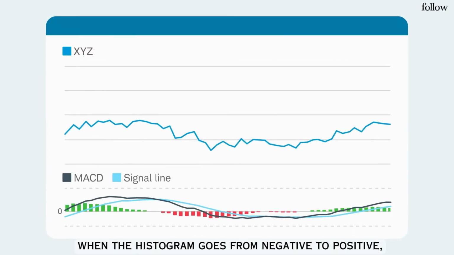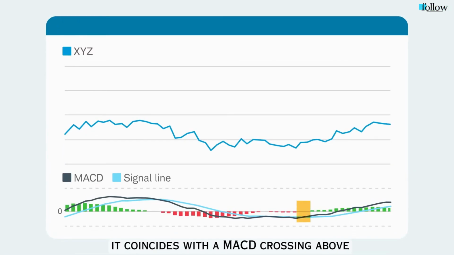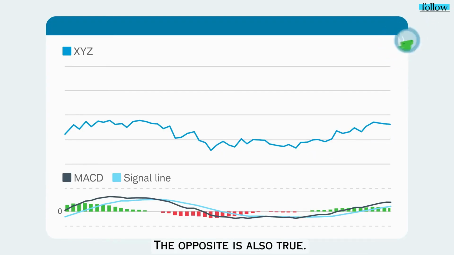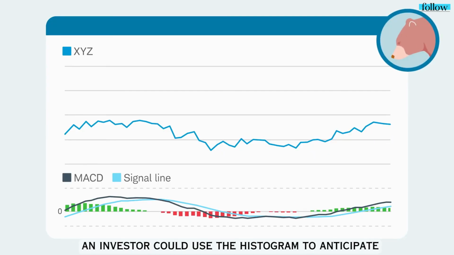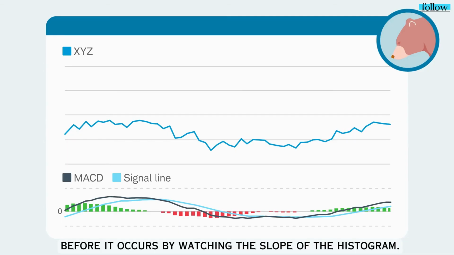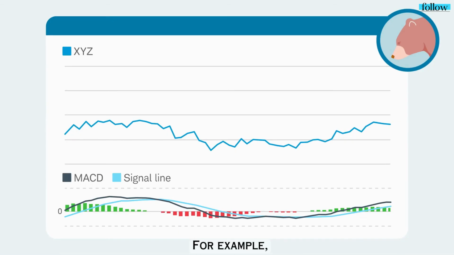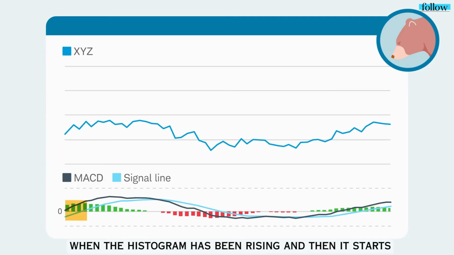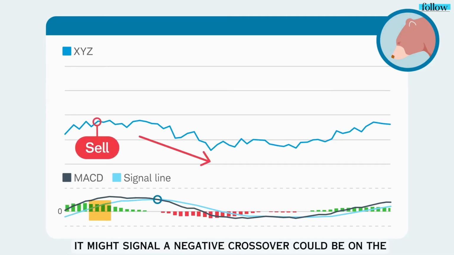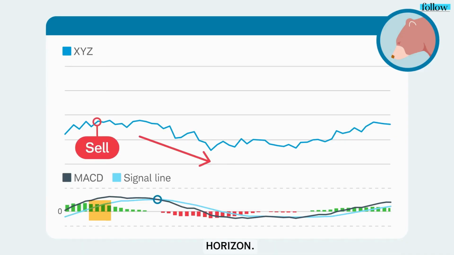In other words, when the histogram goes from negative to positive, it coincides with the MACD crossing above the signal line when the stock turns bullish. The opposite is also true. When a stock turns bearish, an investor could use the histogram to anticipate a MACD crossover before it occurs by watching the slope of the histogram. For example, when the histogram has been rising and then it starts to fall, it might signal a negative crossover could be on the horizon.